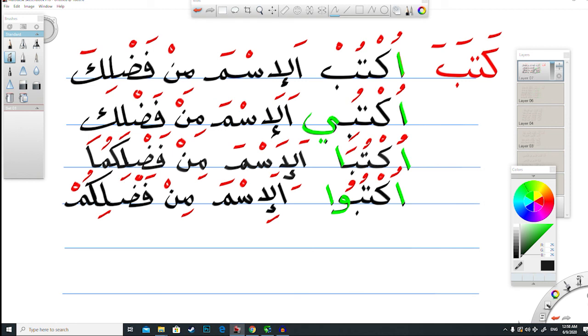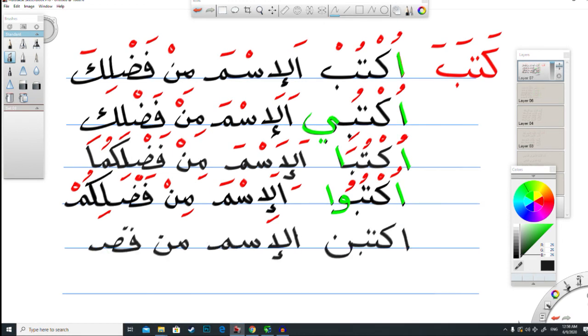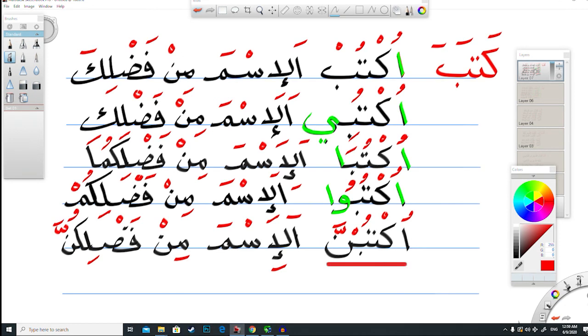The next example is for plural feminine. You ask a group of women or a group of girls to write the name. اكتبنا الاسم من فضلكن. And notice the shadda here. What we added here to the root is Hamzat wasl, alif without hamza, and we also added nun. اكتبنا الاسم من فضلكن. Write the name, please.